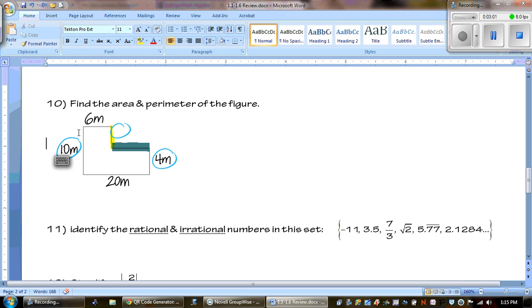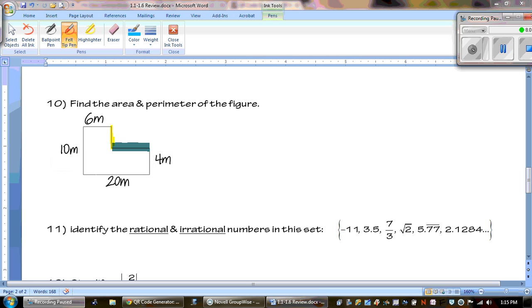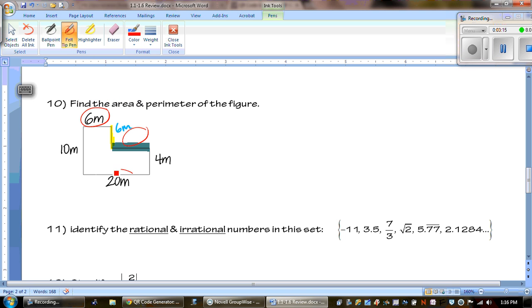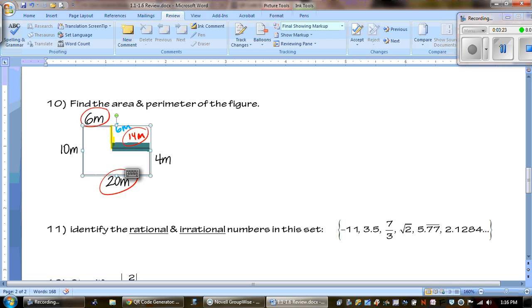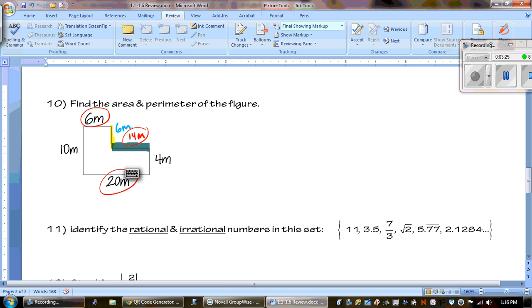Well, it should be 4 plus 6, right? Yeah, okay. So we have 6 meters there. And then on the bottom, we have 6 plus what gives us 20. And that should be 14. So when we're trying to find the perimeter, we have to add up all of those sides.